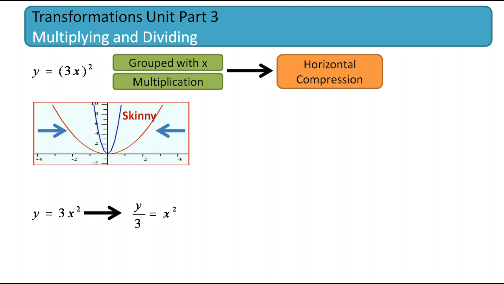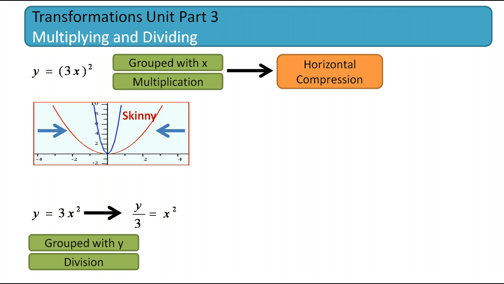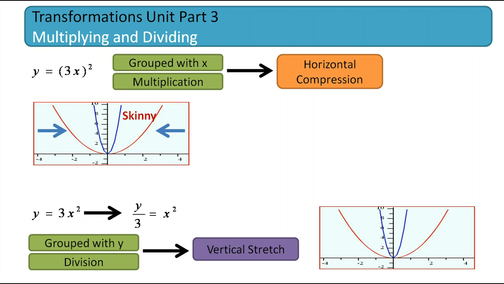So in this case, we have something grouped with y, which is going to produce a vertical change, and it is division, so that division is going to produce a stretch. So here we're going to have a vertical stretch. And if you recall from day 2 or part 2, a vertical stretch is going to have the same effect for the most part as a horizontal compression. Not exactly the same. It's going to have a slightly less effect, but for the most part it's going to be vertically stretched and skinny.